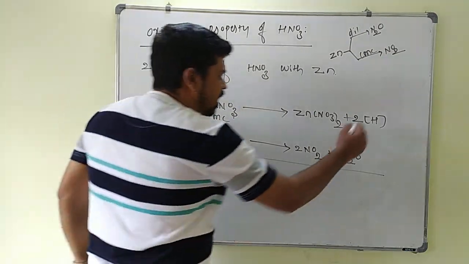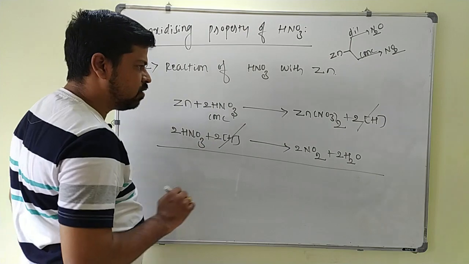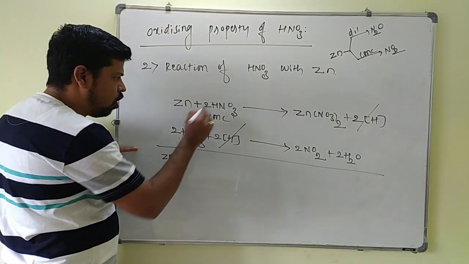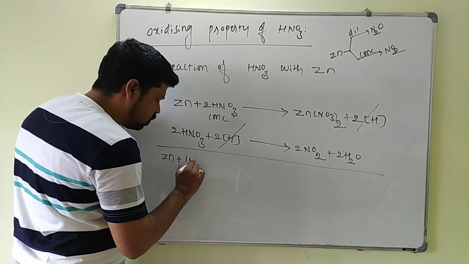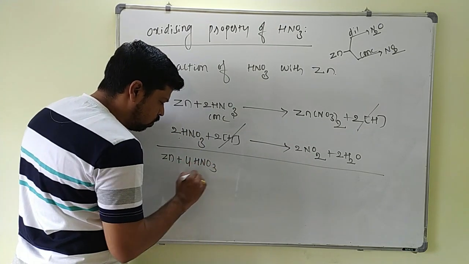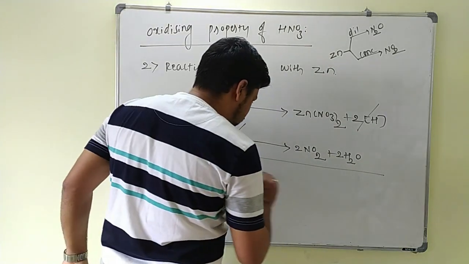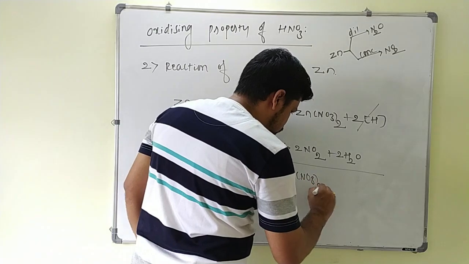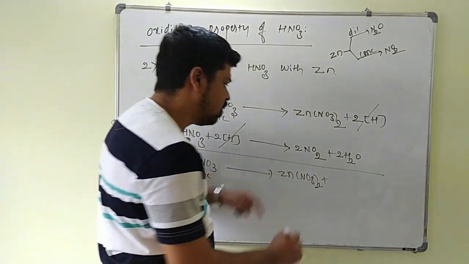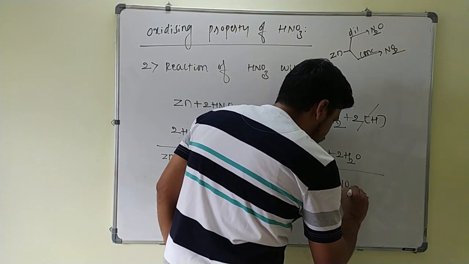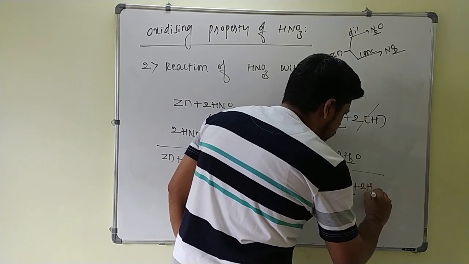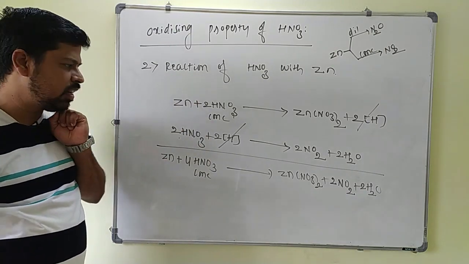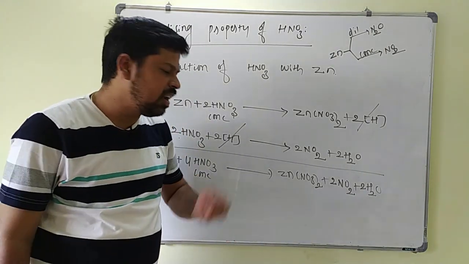See here, again the 2 nascent hydrogens cancel. This zinc reacts with how many moles of HNO3 here? 4 moles of concentrated HNO3, giving zinc nitrate plus 2 moles of NO2 plus 2 moles of water. This is the reaction of zinc with the concentrated HNO3. Zinc metal is oxidized to zinc nitrate here.